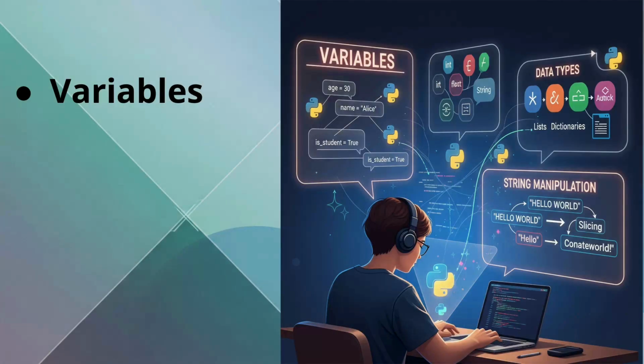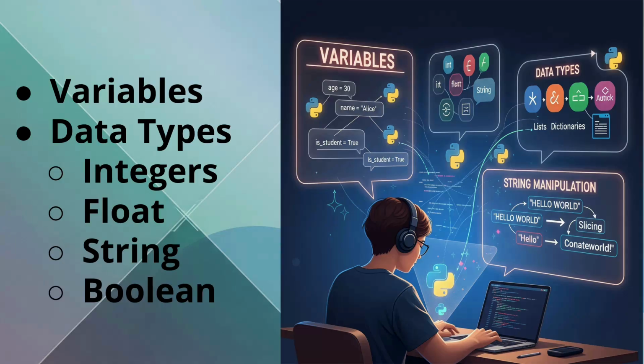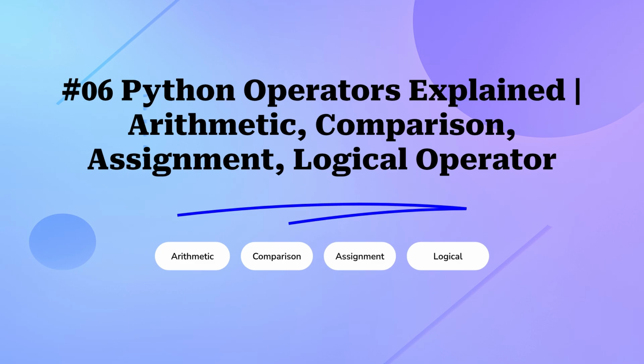In our last videos, we mastered variables, our boxes for storing data, and data types like integers (whole numbers), floats (decimals), strings (text), and booleans (true or false). So we've got all this data stored in our boxes. Now what? How do we make it work? How do we add, subtract, compare, or combine it? That's where operators come in.